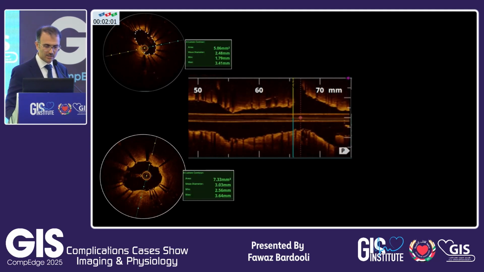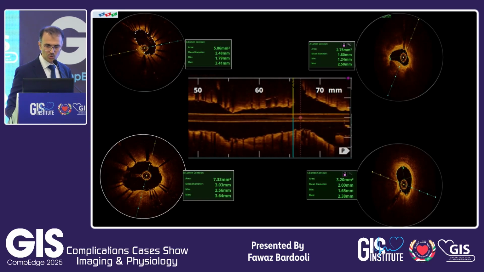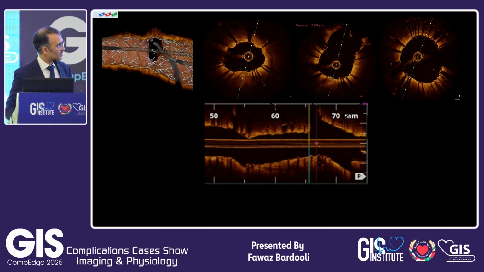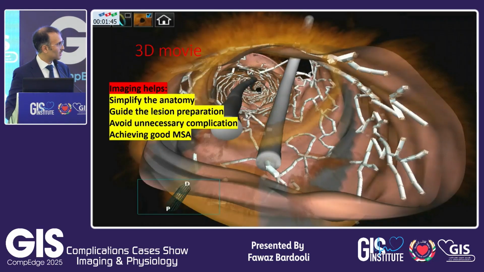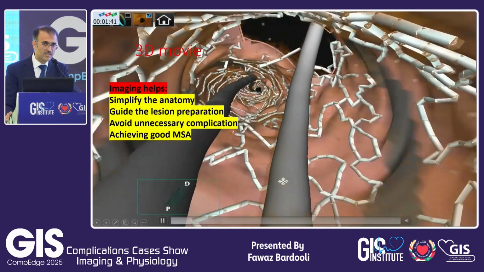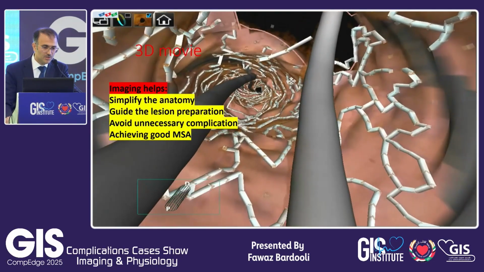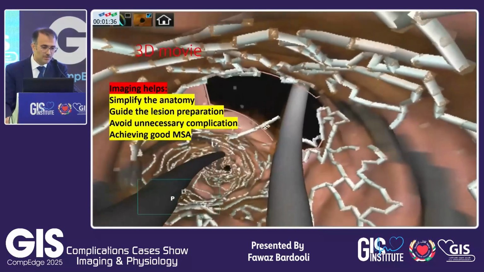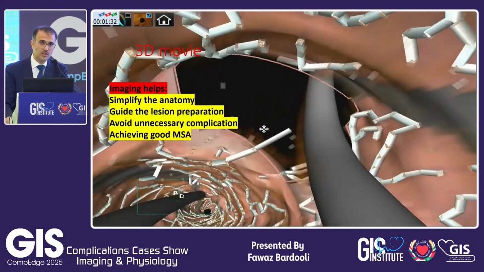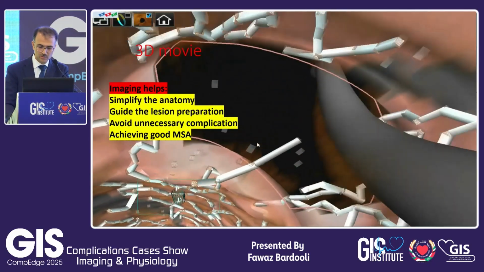And this is the area. So this is the previous area, which was 2.7 and becomes 5, and an area of 3.2 becomes 7 in the LAD. This is how it looks in 3D, and these are the results of the stenting. The message here is you can simplify your anatomy with imaging. You can guide your lesion preparation and avoid unnecessary complications that may happen when you try to stent something that you were not planning to treat.